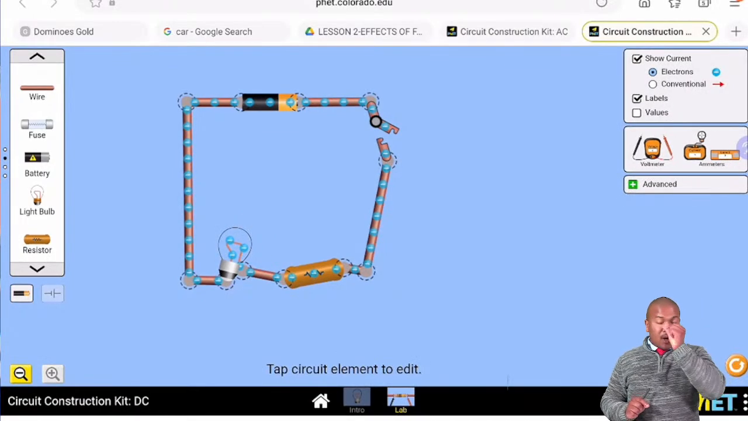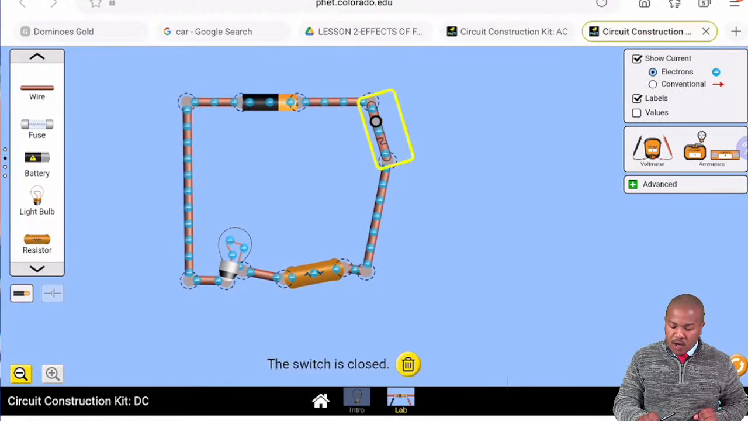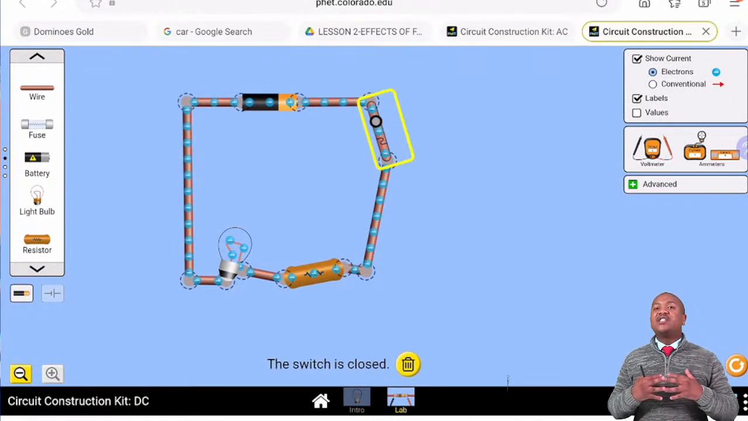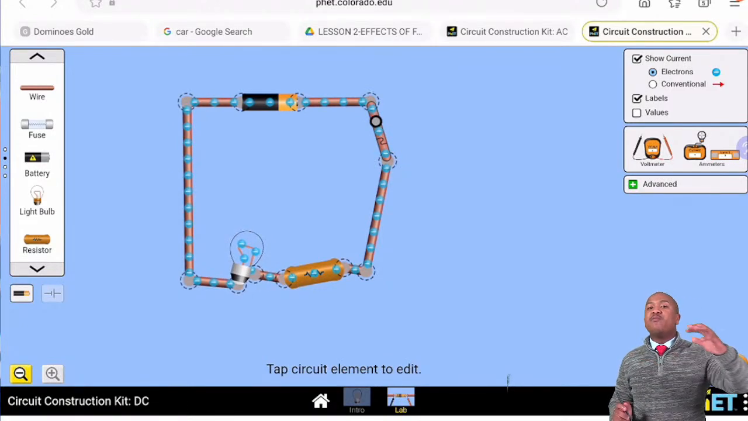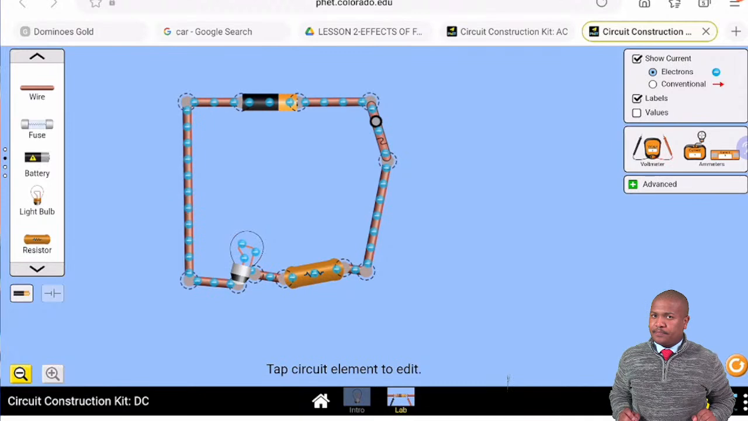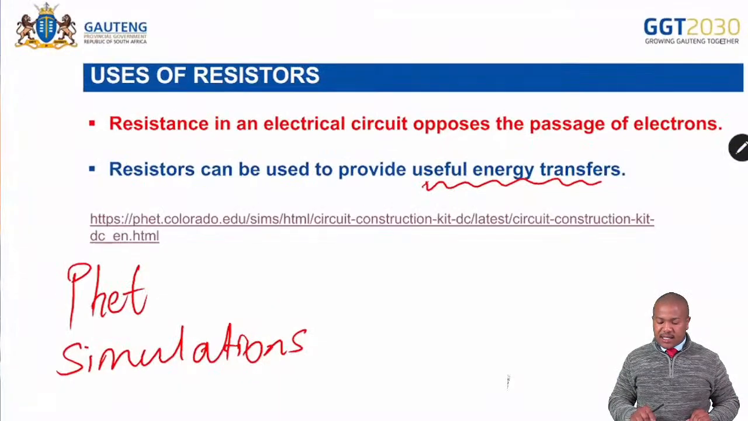Yes, right? So now we have a resistor connected here. So what is going to happen now? Look, when we switch off, there's no flow of electricity, right? It has opposed the flow of electricity. There is no energy moving in a circuit. Now, do we get this? I hope so, right? Let's go back to our lesson to learn more about resistance.